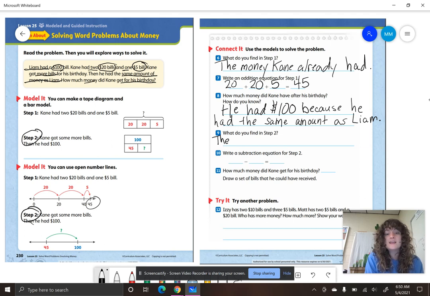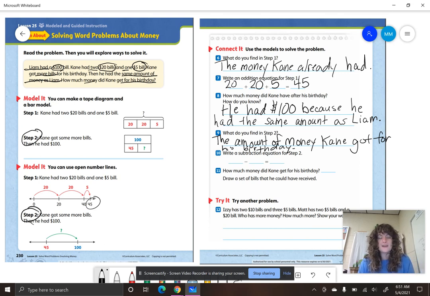The amount of money Kane got for his, I'm gonna have to write really small, birthday. So we are trying to find the amount that he got during his birthday party, right?